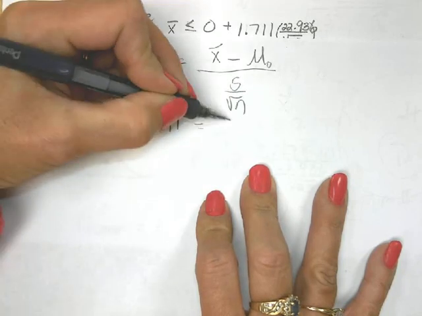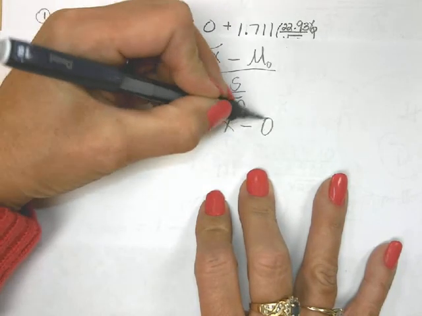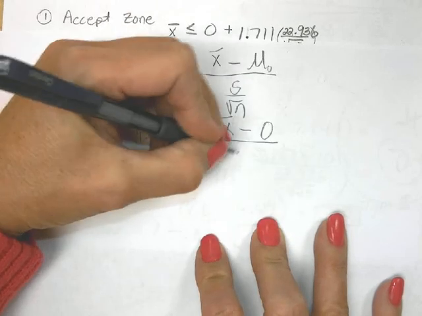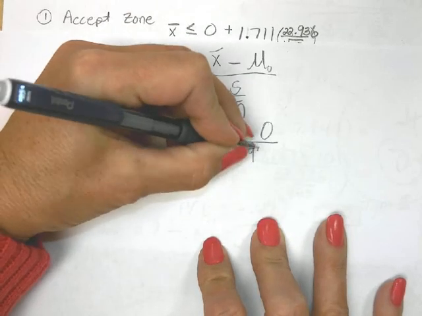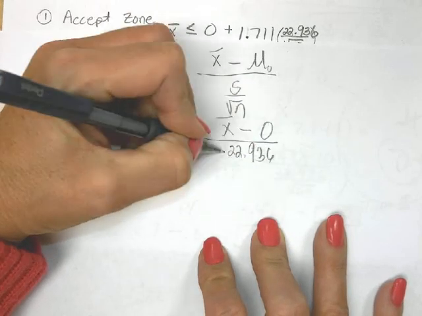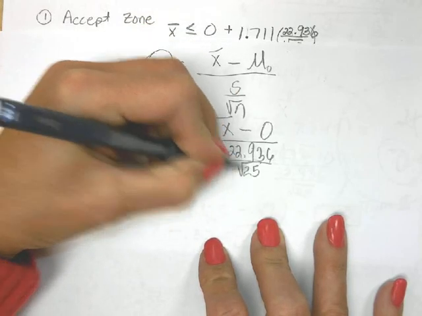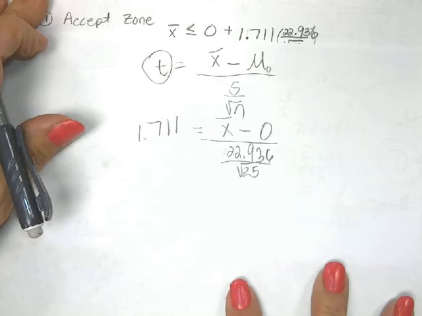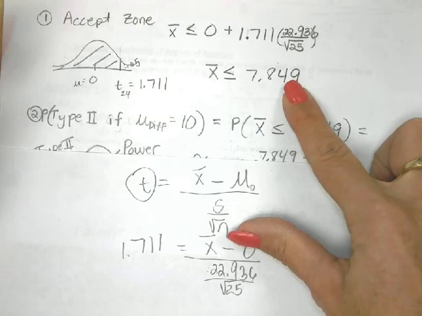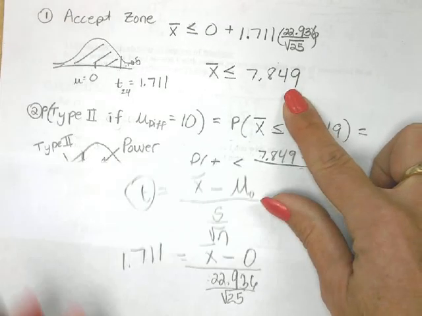I don't know that standard deviation. I know I'm assuming the mean difference is 0. And from a previous sample, so I would have to do some sampling to get an idea of what this was going to be for the standard deviation, and then go through and do the algebra to find that x bar. So I'm getting this x bar value to be 7.849.